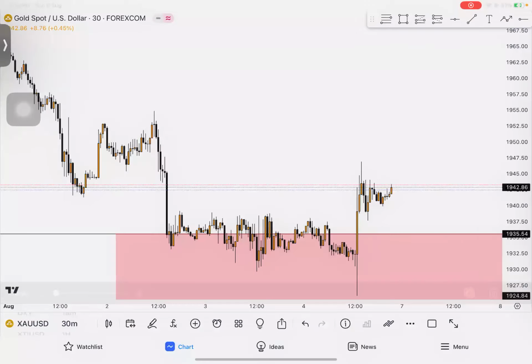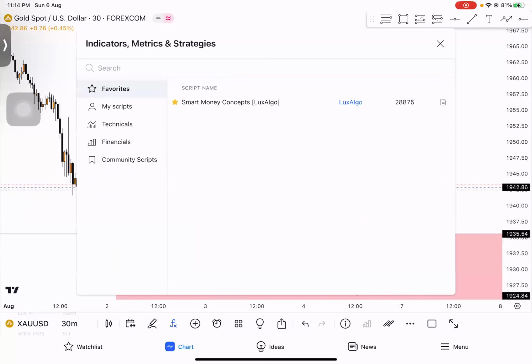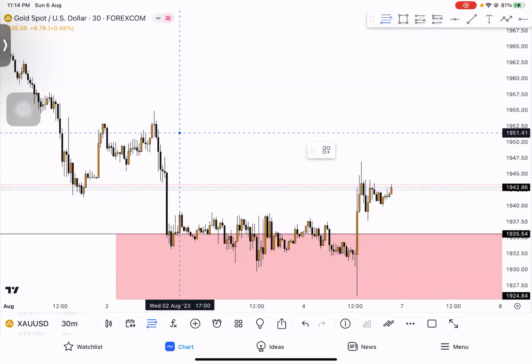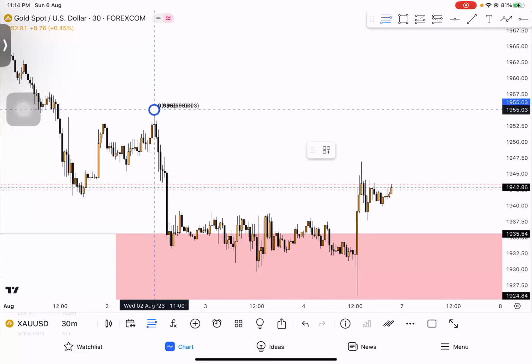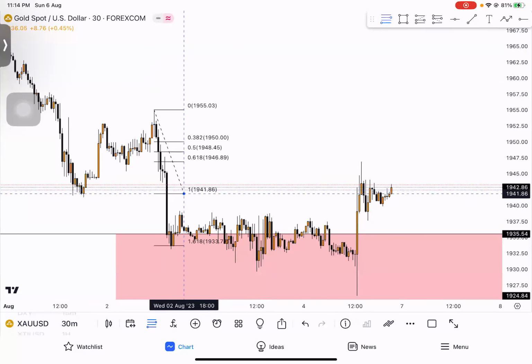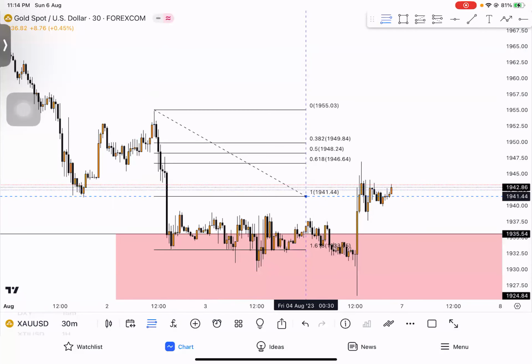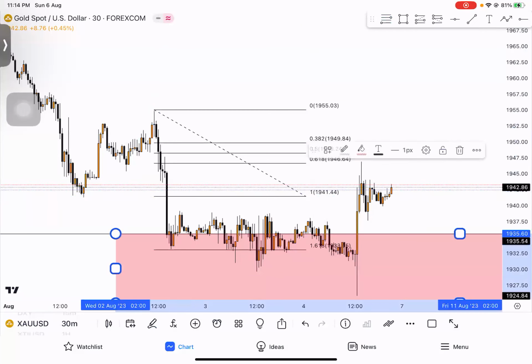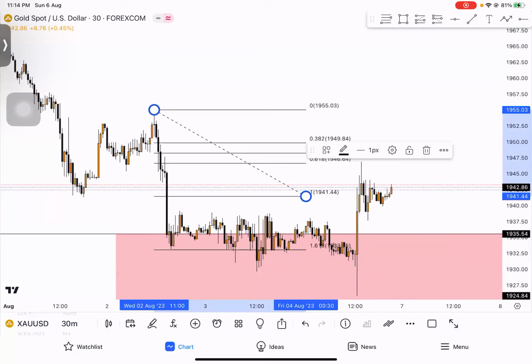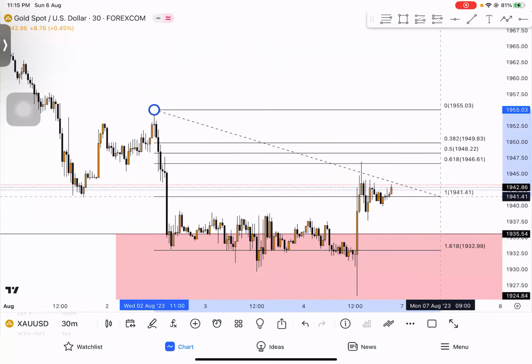I will always apply it on this kind of move only, very high momentum where we cannot see where the zone is. So I will take from the swing high to the swing low. Maybe I can take it until here.